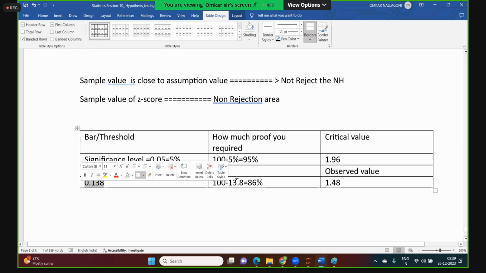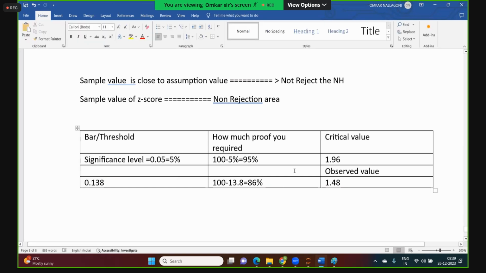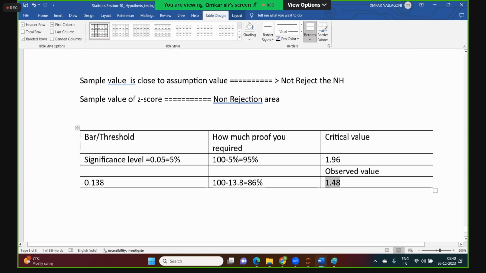So what I'm saying is, for calculation, you are getting how much value? 1.48. Now, think about how you are getting the critical value. 1.96. We are setting up alpha equal to 0.05, and 0.05 means 5%. And 5% means how much proof you require? 95%. So from the Z table, 95% is equal to 1.96.